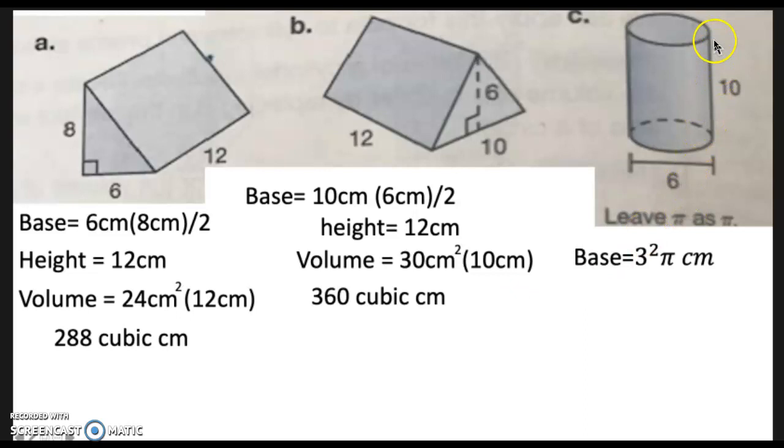So remember the cylinder, the base shape is a circle. So the formula of the area of a circle is pi r squared. And r is going to be our radius, which is half the diameter. So it's going to be 3 squared times pi. Our height of this is 10. So our total is going to be 90 pi cubic centimeters.